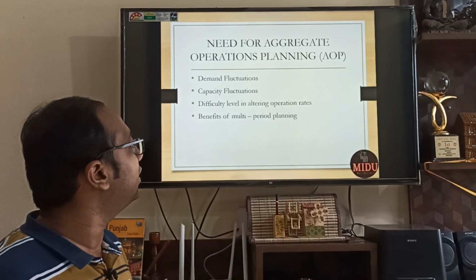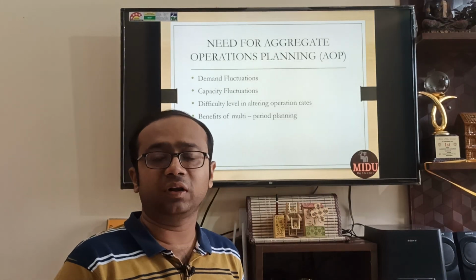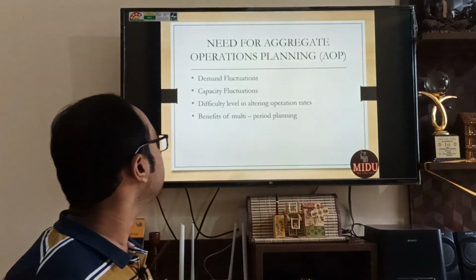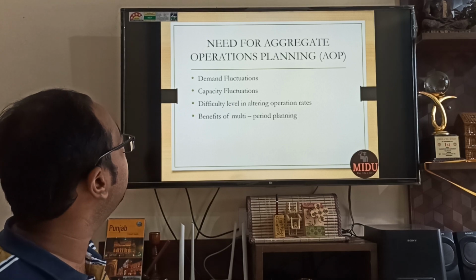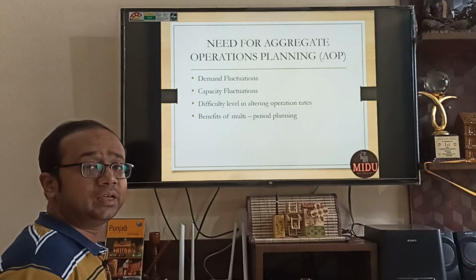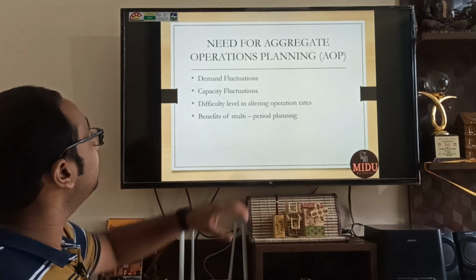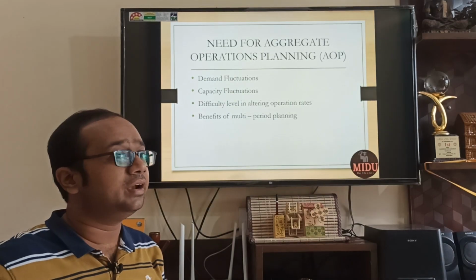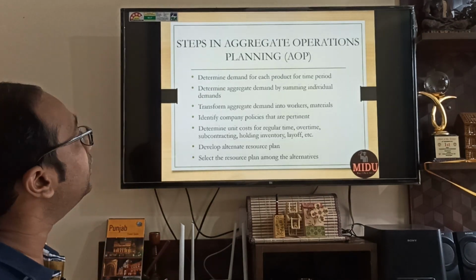So easier said, that the management will say you alter the operation rate, but it is not very easy. Benefits of multi-period planning: you need to plan for different periods, different things. All these are basically why AOP is needed. What are the various steps?